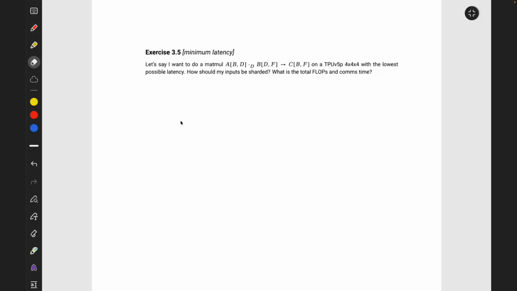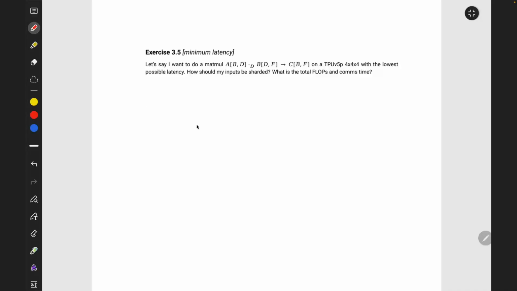Let's read the question. Let's say I want to do matmul between b comma d and d comma f, and d is the contracting dimension. We get b comma f on a TPU v4 v5p architecture, and we want to do it in the lowest possible latency. Before jumping into solving the question, let's first revise what was the communication in all gather and reduce scatter and all reduce.